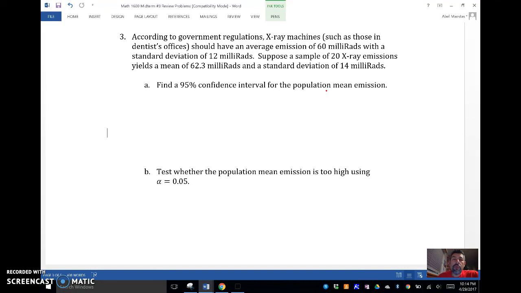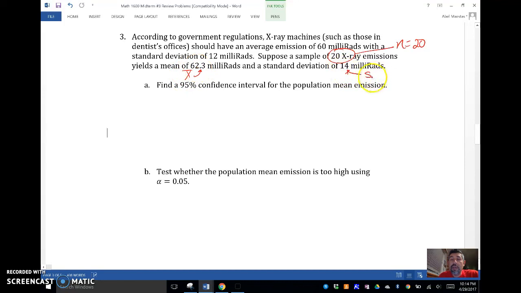So let's go and write the 95% confidence interval for this one sample T. We're using a T procedure, a T test, a T distribution, because we have a small sample size. We have 20 is our sample size here. Our X bar is 62.3 and our S is 14.